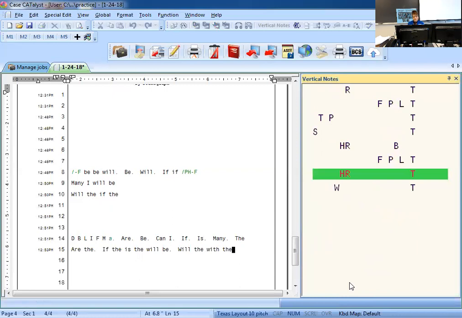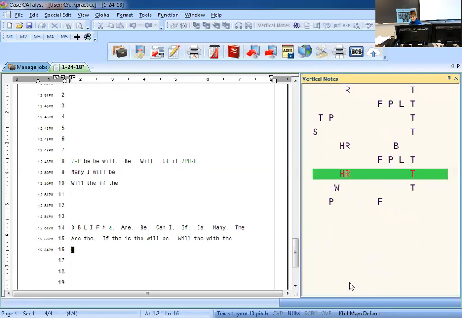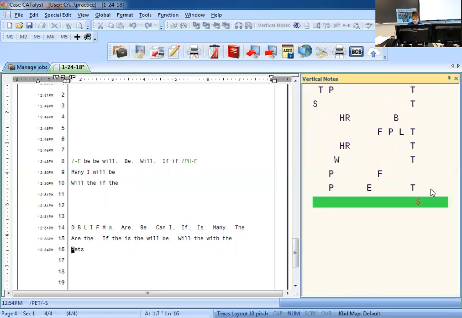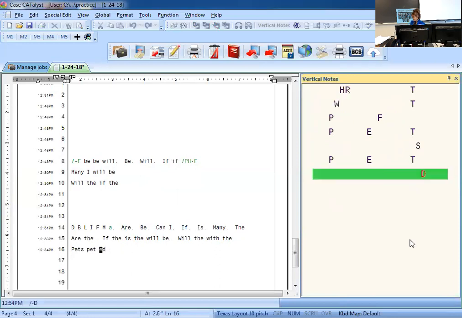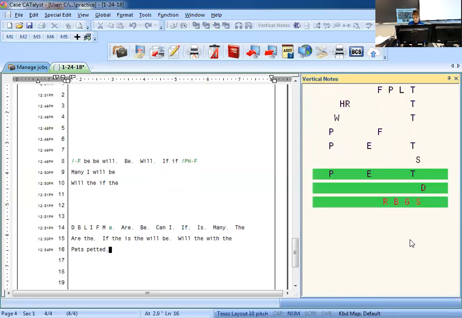Inflected ending. So if I'm going to write the word pets, I'm going to write pet, come back, final S. This is an inflected ending, so it's on the right side of the machine. Word endings are on the right side, final side. You've got petted, he petted the dog, pet, come back, D. Inflected ending, it changes it for me if I'm in my dictionary.